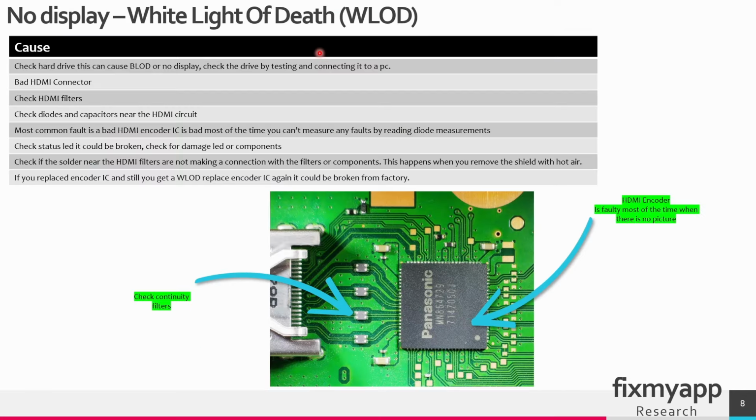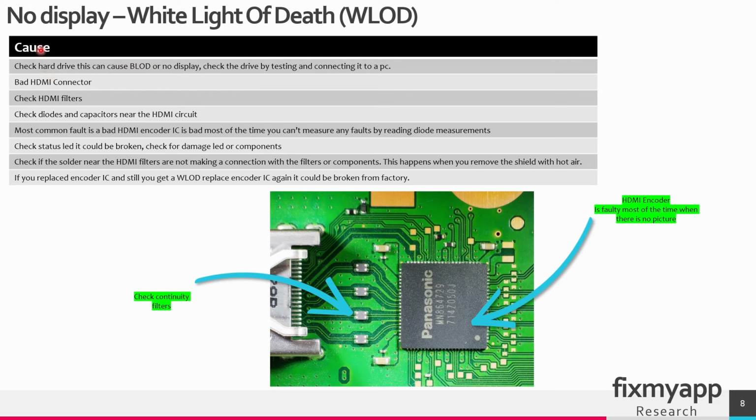The white light of death on a PlayStation refers to a hardware or software issue where the console displays a solid white light but fails to output any video signal or proceed to the user interface. So this issue indicates that the PlayStation is powered on and it has passed initial hardware checks but cannot complete the boot process or establish a display connection. And this problem can be caused by different causes.